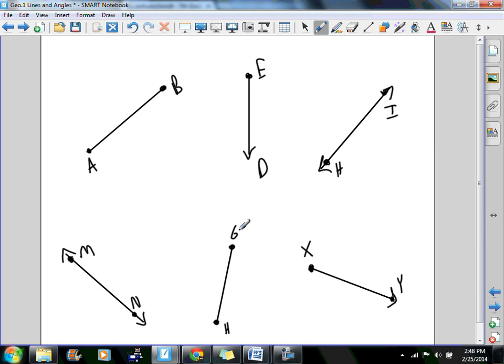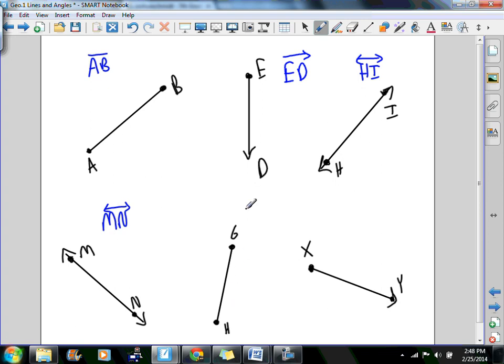So I want you to try to label each of these accordingly. So this one should be segment AB. This one will be ray ED, with the arrow going towards the D, not the E. This one should be line HI or IH. With lines, they can go in either direction for the letters. This one is line MN or NM, could be backwards.